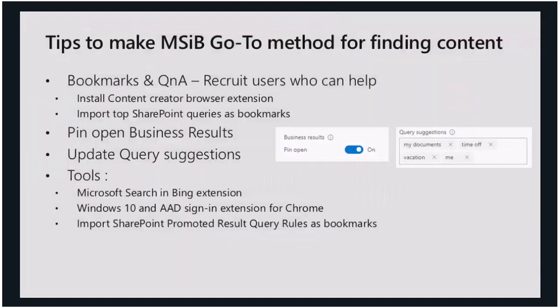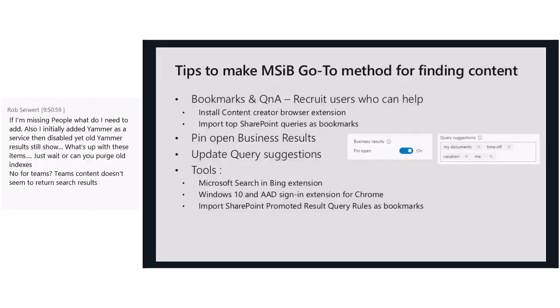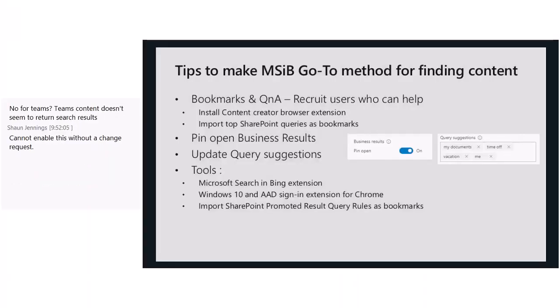Let's go ahead and look at how to make this a good deployment for users. First things first, I would encourage everyone to go out and create bookmarks and Q&As that are specific to your company. You have a choice of also pinning open the results, so that'll show it to your users whenever they search on Bing. We also suggest you update the query suggestions, which you can make unique to some of the bookmarks you've just created, for example, time off or vacation, to trigger specific answers.